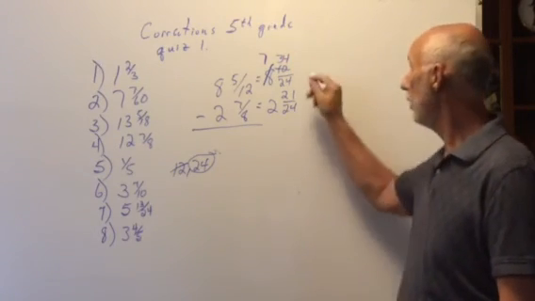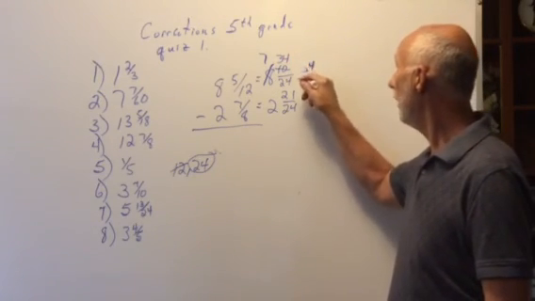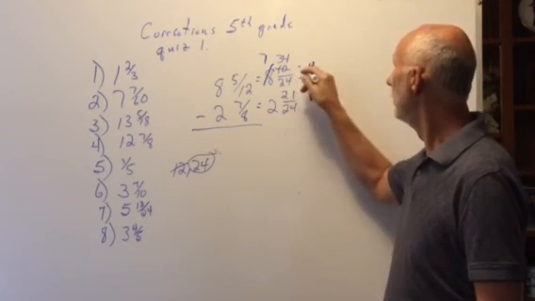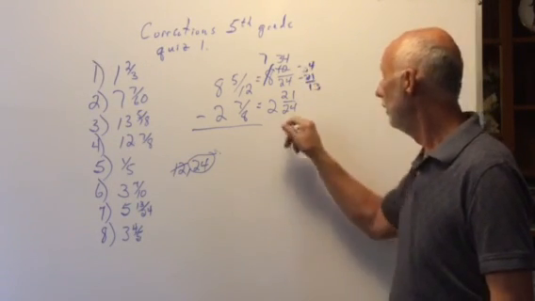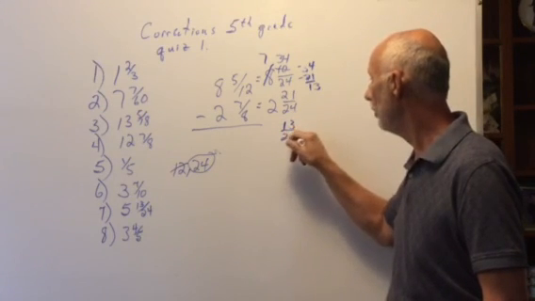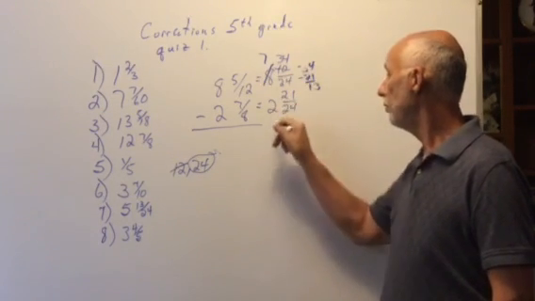Now I can subtract 34 minus 21. 4 minus 1 is 3. 3 minus 2 is 1. You get 13/24. And 7 minus 2 is 5.